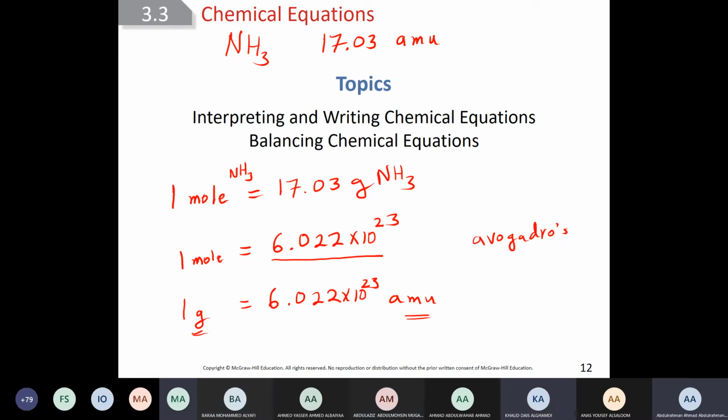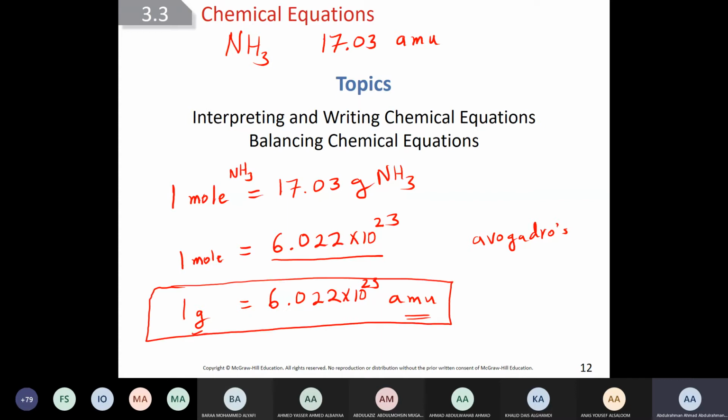Avogadro number. So 1 gram is equal to 6.022 times 10 to the power 23 AMU. So if I want to change this mass from AMU to gram, what should I do? Multiply with Avogadro? Divide by Avogadro number. 1 gram over 6.022.